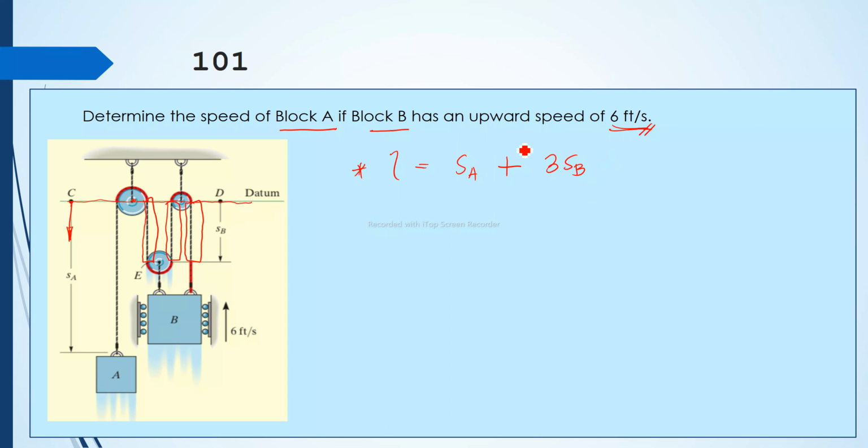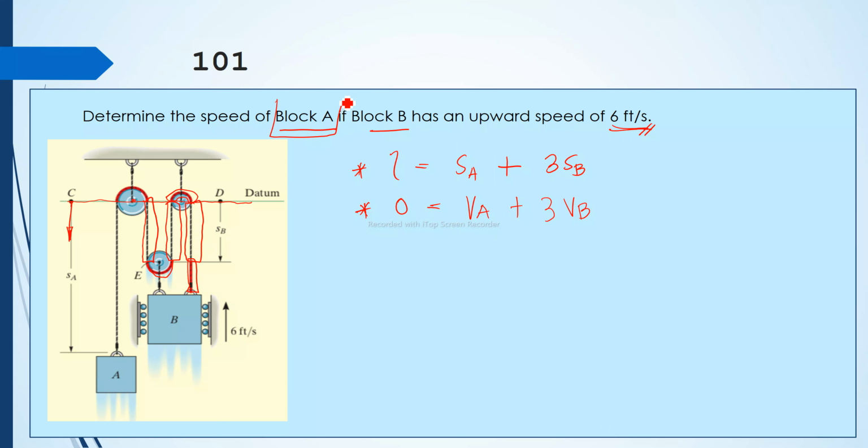Why didn't we include the others? Because the rest of the length, let's say this one, the length here and the length of this curve, remain constant along the duration of the motion of these two blocks. Since they are constant, if you differentiate that, that becomes 0. Now, if we differentiate this length with respect to time, we will have 0 is equal to the velocity of A plus 3 times the velocity of B.